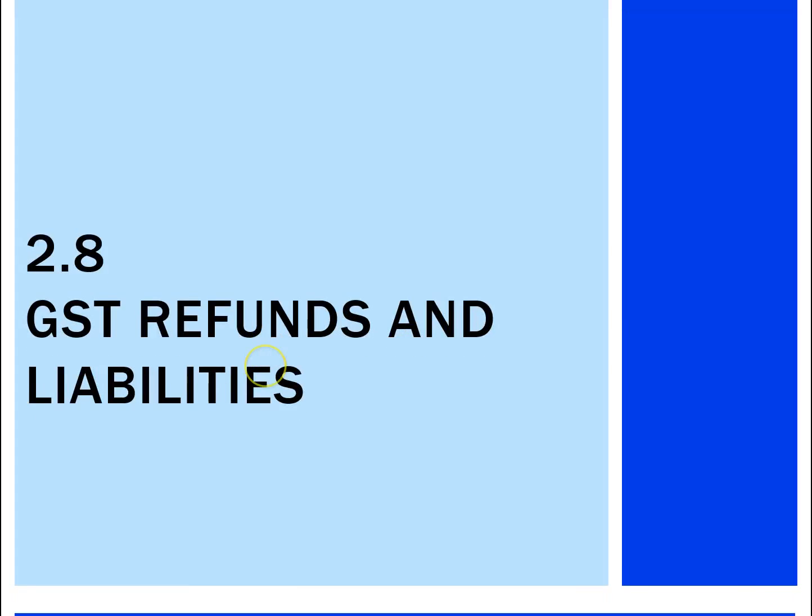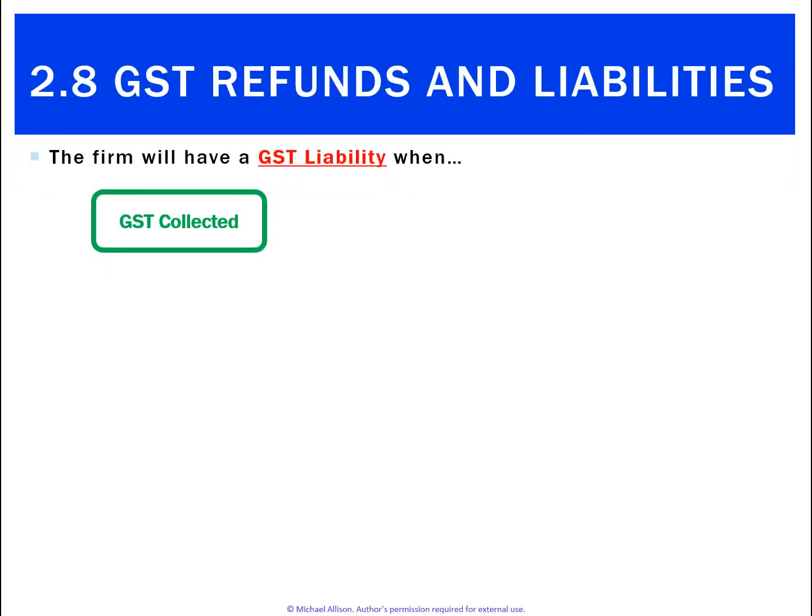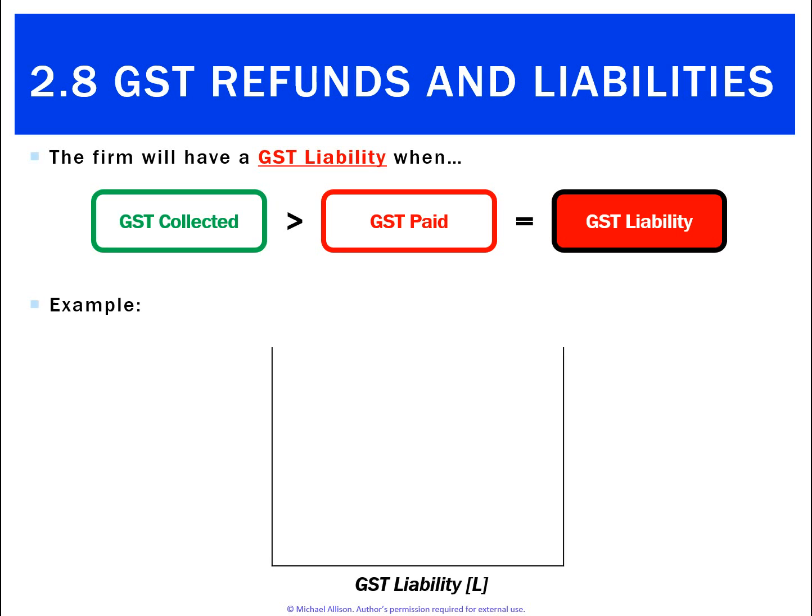Let's look at GST refunds and liabilities. A firm will have a GST liability when the amount of GST it collects and charges customers is more than the GST paid or charged by suppliers. So, for example, here's our GST pot or pool of GST that we owe the government.